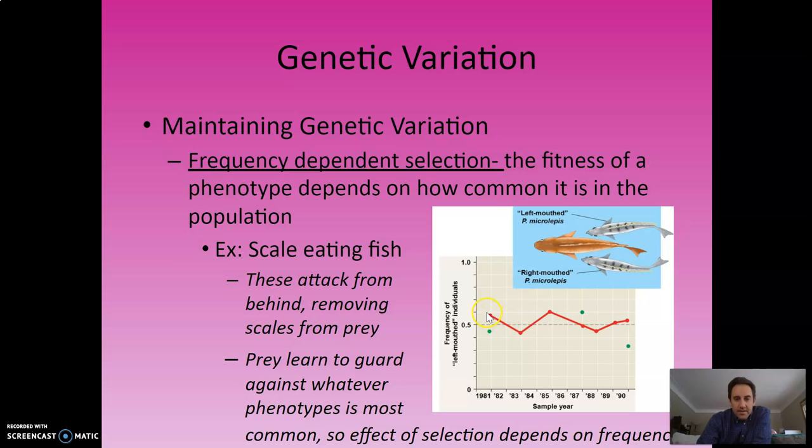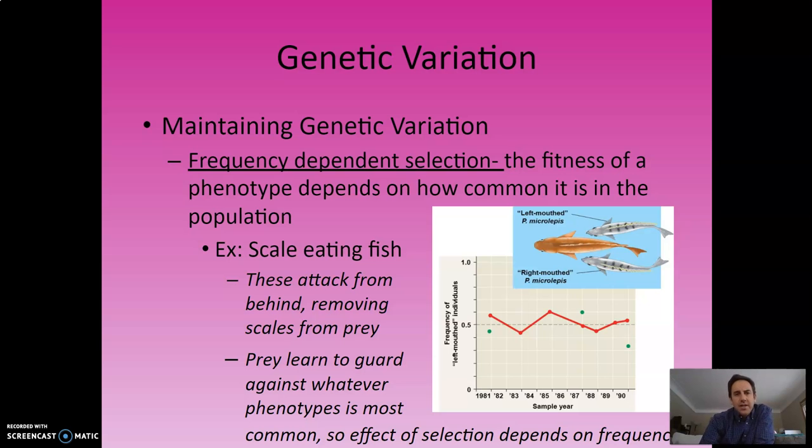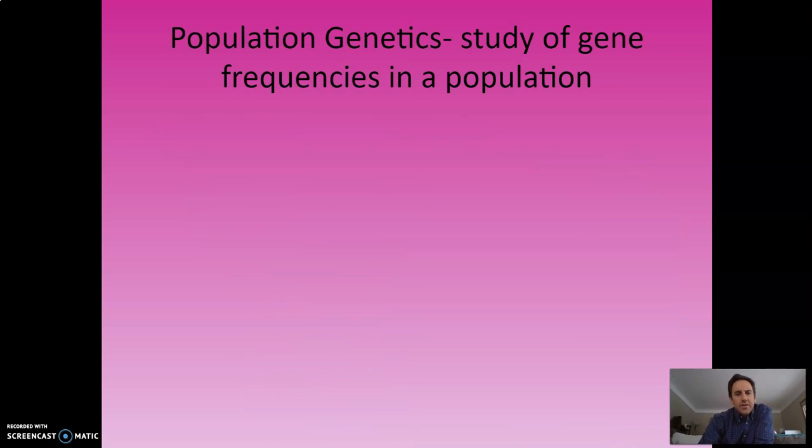And so what happens is the frequency of the left mouth individuals kind of oscillates over time, because if it's common, then the right mouth has an advantage. But then if they go down in population and the right mouth becomes more common, then now the left mouth has an advantage, and so they rise up. But now the right mouth has an advantage, so the left mouth goes down, and so on. So we call this frequency-dependent selection. It depends on how common it is whether or not it's advantageous. So those are all different ways that we can maintain genetic variation. I think we'll pause there, and in the next screencast we'll take a look at population genetics more specifically.